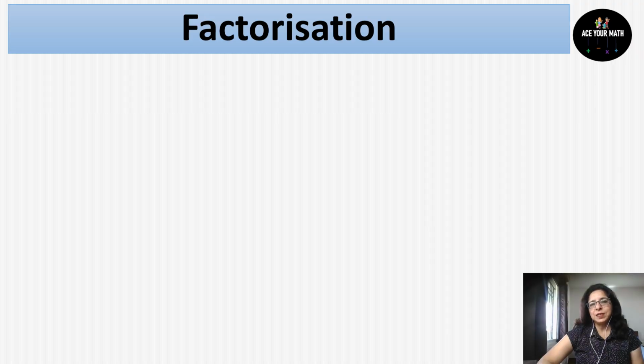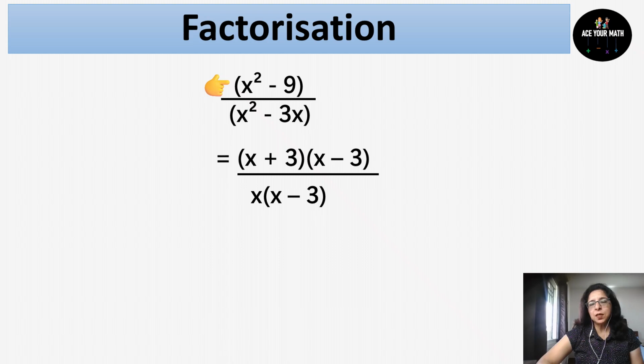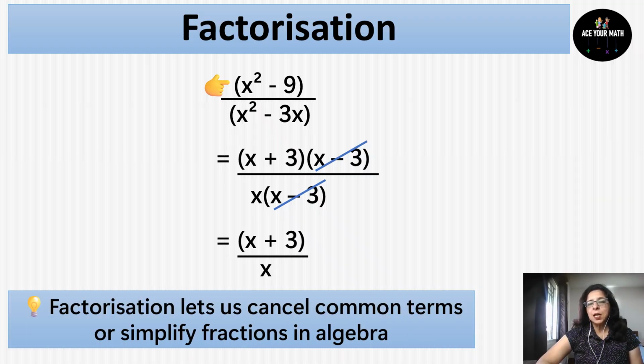Now see one more use of factorization. Let's say two algebraic expressions are given to you and you need to divide them. So what is the method here? See, if you find factors of both these expressions, in the numerator you will get x plus 3 and x minus 3, and in the denominator after finding factors you will get x and x minus 3. Now if you see, you can easily cancel x minus 3 in the numerator and x minus 3 in the denominator. And finally, you will get the result as x plus 3 over x. So factorization helps us to cancel the common terms. It helps in simplifying the fractions in algebra. Okay, so this is one more use of factorization.